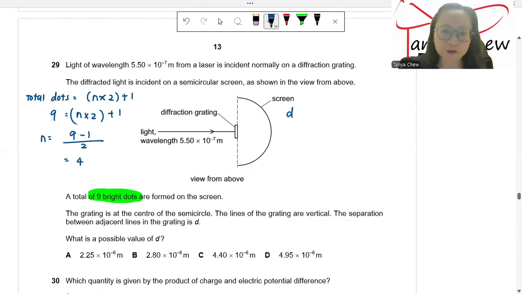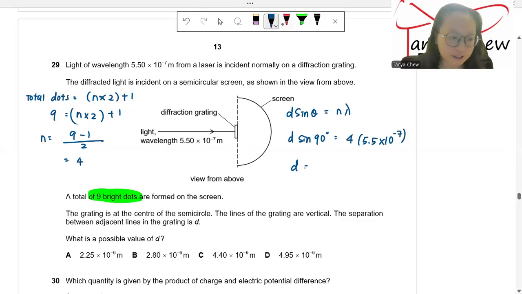Now, use the diffraction grating equation: d sine theta is equal to n lambda. Theta must be 90 degrees, because the total number of dots given is when the angle is 90 degrees. So n is 4, lambda is 5.5 times 10 to the power negative 7, and sine theta is 1. That is why d is equal to 2.25 times 10 to the power negative 6 meter. A is the answer.